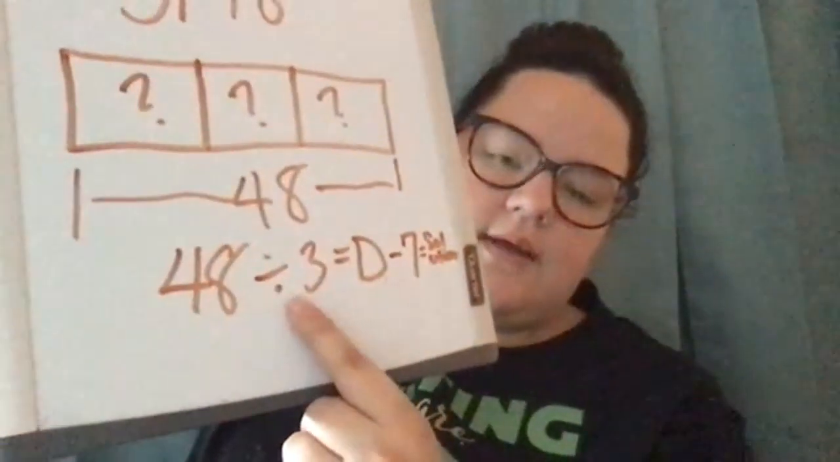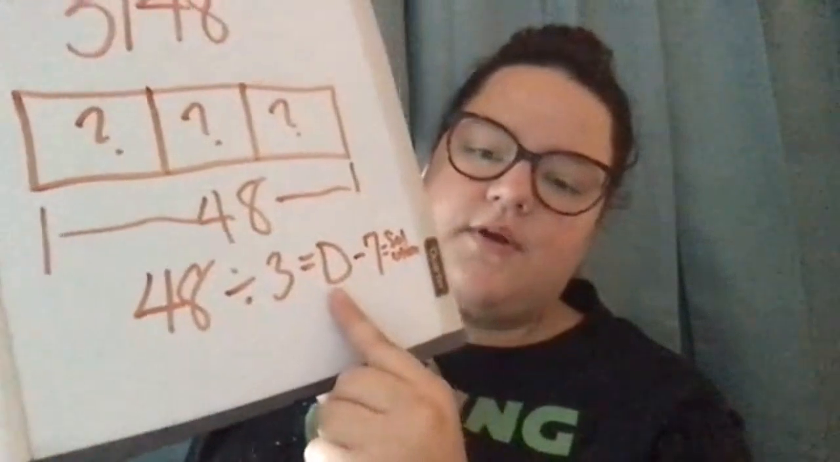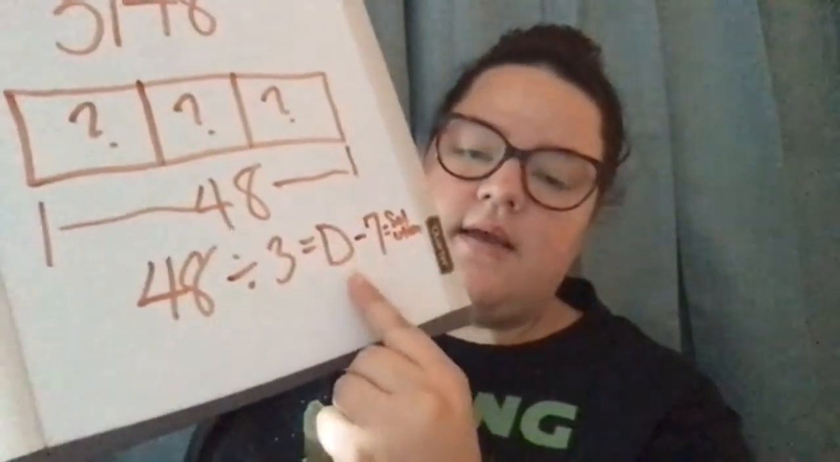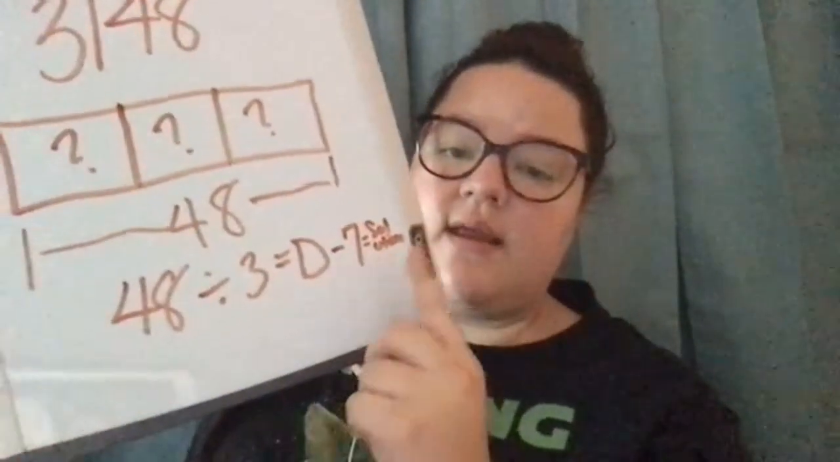48 divided by 3 is going to give us a number for our display case. And then we're going to subtract 7, and that'll give us our solution. So that checks off our expression. Now we need to estimate.